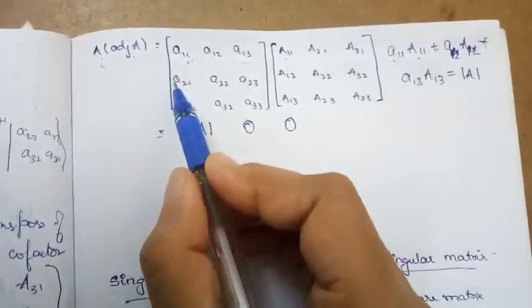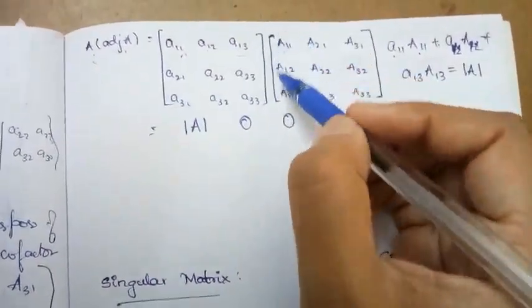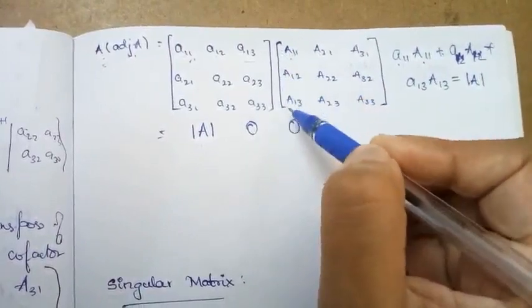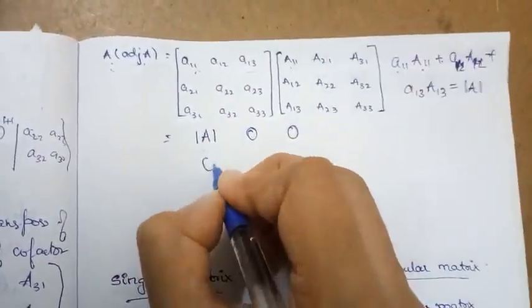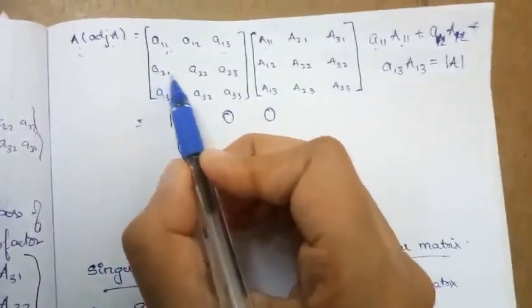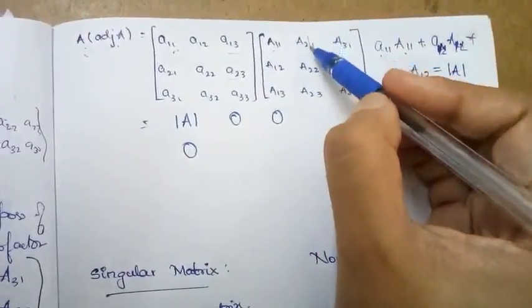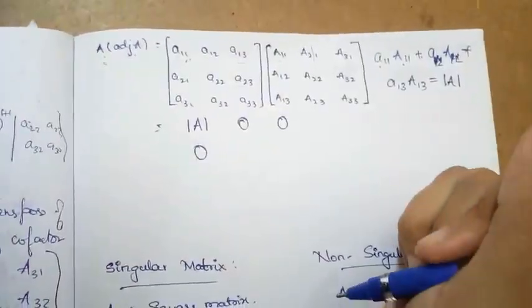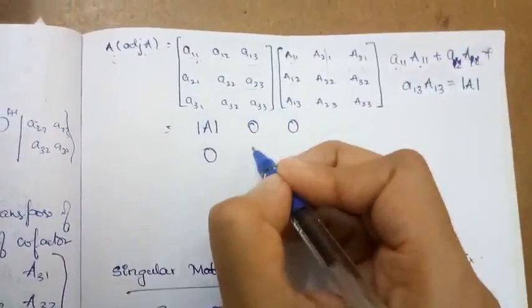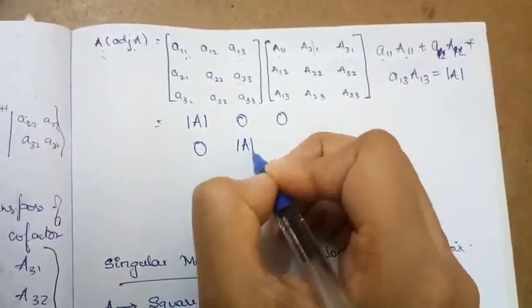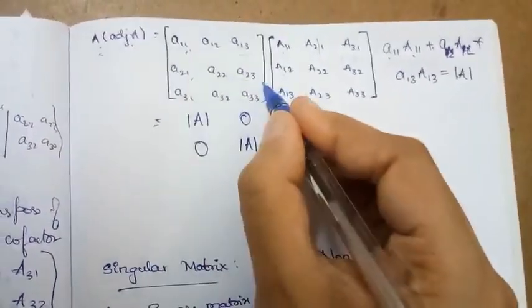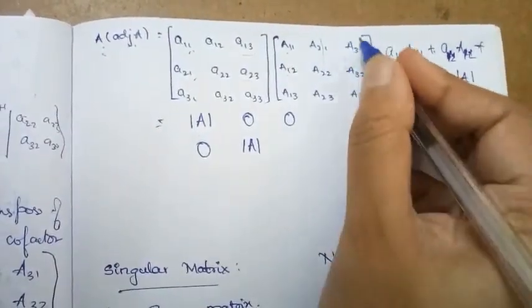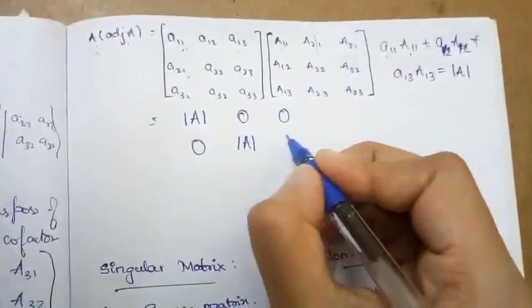Now the second row elements multiplied with the cofactors of the first row elements, so the value is 0. But here the second row elements multiplied with the cofactors of the second row elements itself, so the value is equal to determinant A. Similarly, the second row elements multiplied with the cofactors of the third row elements, so the value is equal to 0.